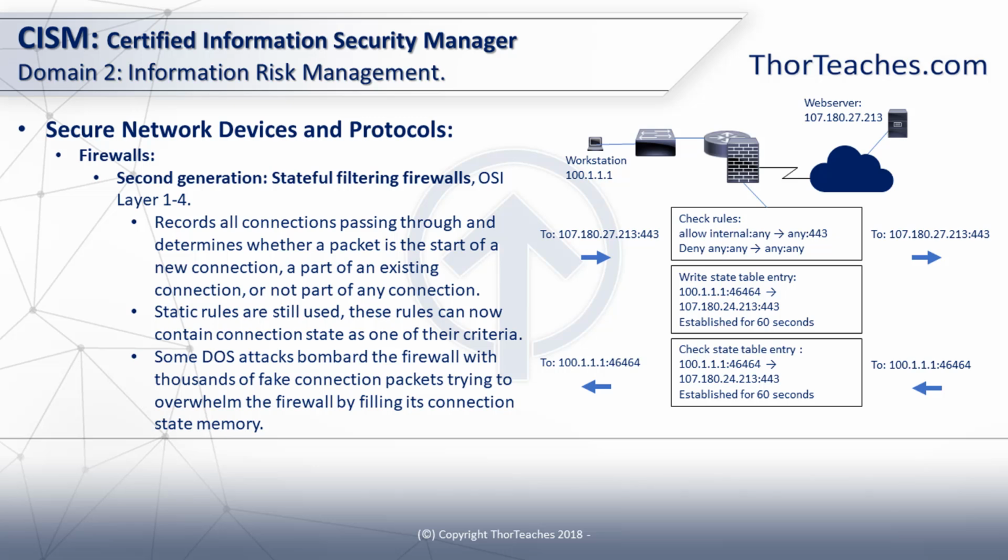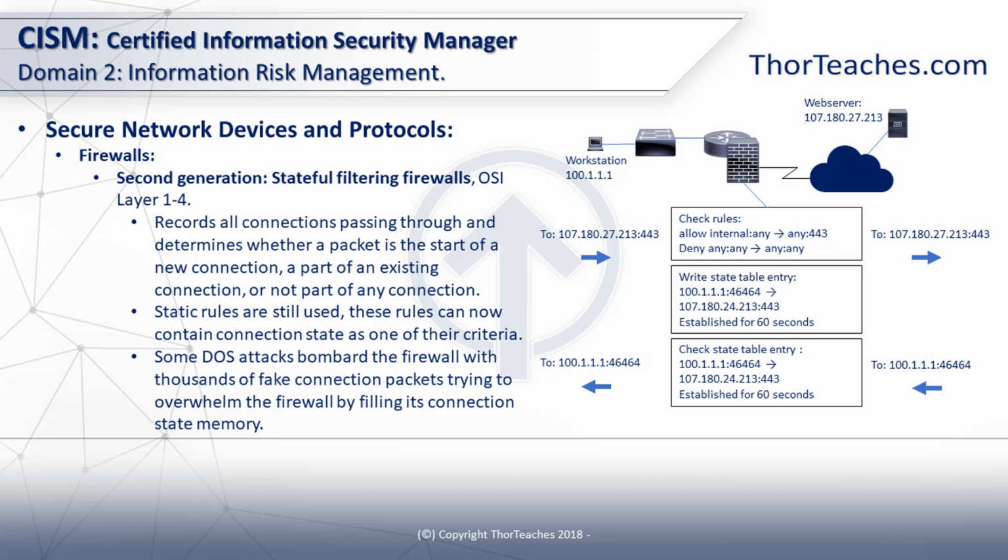So in my example here, we have an internal workstation with the IP 100.1.1.1 going to an external web server, and since it's going on port 443 or HTTPS, the connection is allowed. Once the connection is established, the firewall writes a state table entry showing that socket pair, or those pairs of IPs and ports, are allowed to communicate with each other. So when the web server sends traffic back, the firewall checks the state table, sees it has an entry, and allows the traffic back onto our network. These are still the static rules we used before, but we include the state of a connection to allow or deny traffic back into our network.